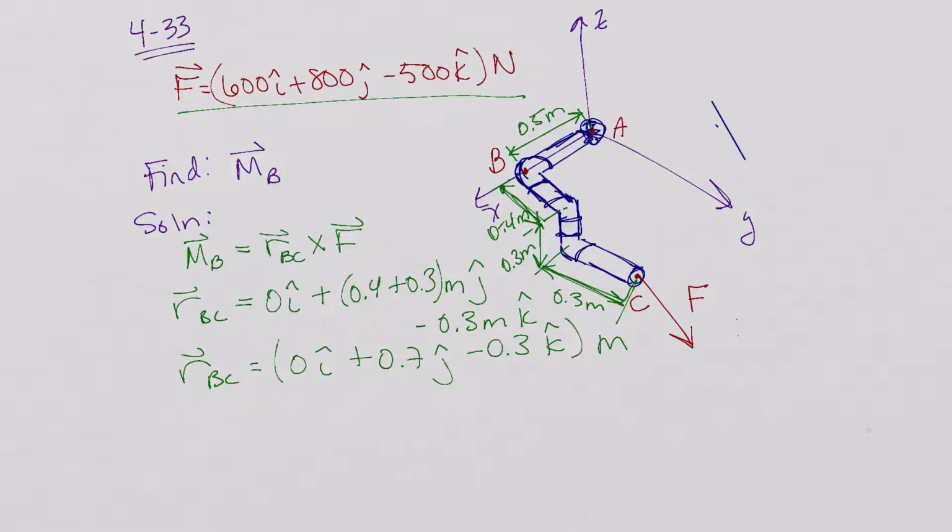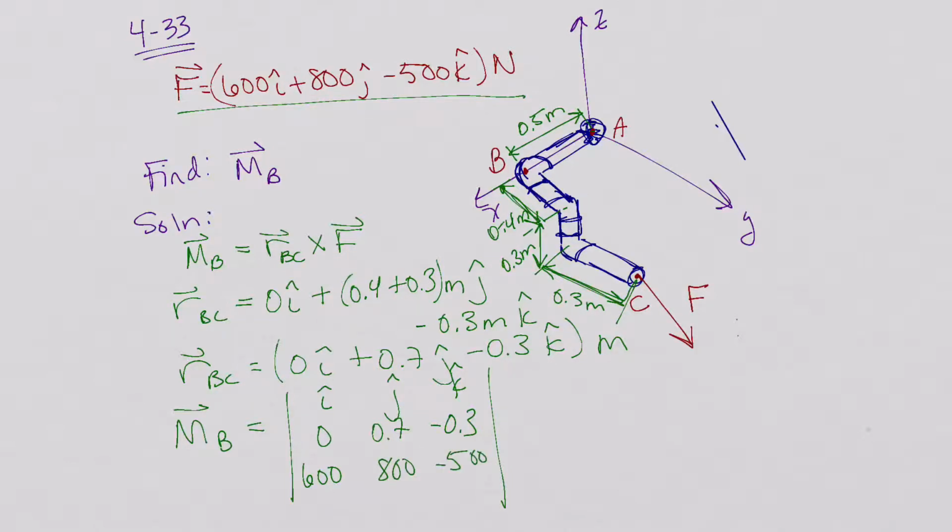For this, I'm going to use the determinant method. So M about B equals that R_BC cross F. Remember to set up the determinant, we do I, J, K, and then the position vector R_BC is 0, 0.7, negative 0.3, and it's R cross F, so the force vector is 600 I plus 800 J minus 500 K.